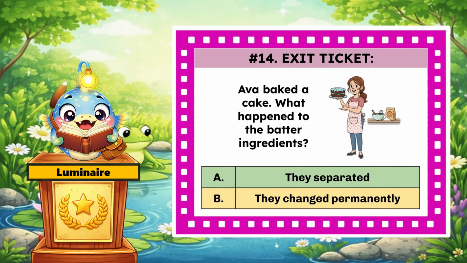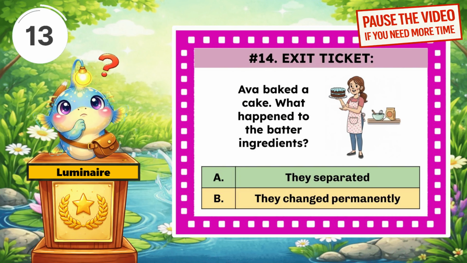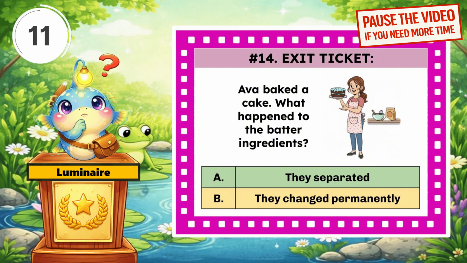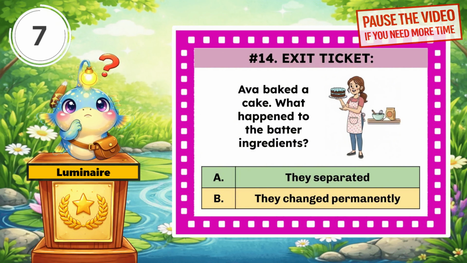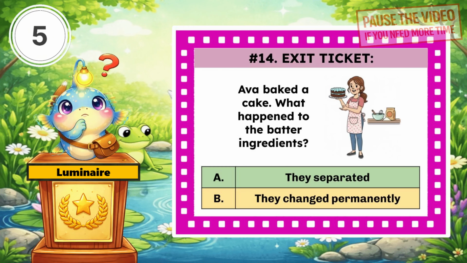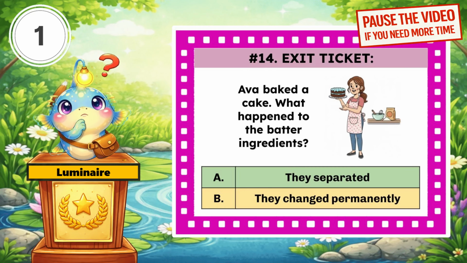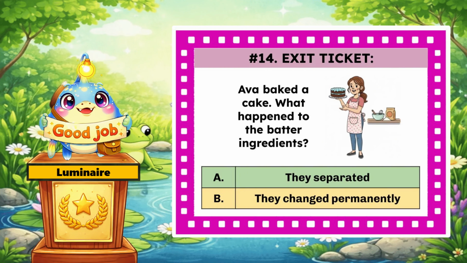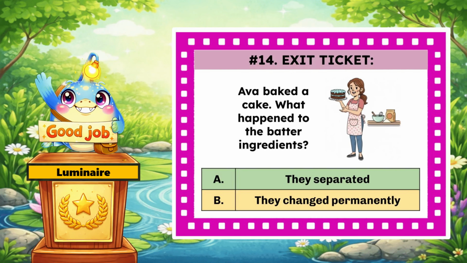Ava baked a cake. What happened to the batter ingredients? And the correct answer is letter B, they changed permanently.